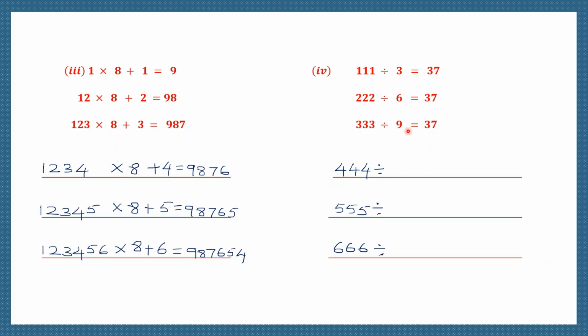Now observe the pattern after division. We have 3, 6, 9. So what's the difference? 3. Isn't it? Tables of 3. 3 ones are 3, 3 twos are 6, 3 threes are 9, 3 fours are 12. So let's write that. 3 fours are 12, 3 fives are 15, 3 sixes are 18.